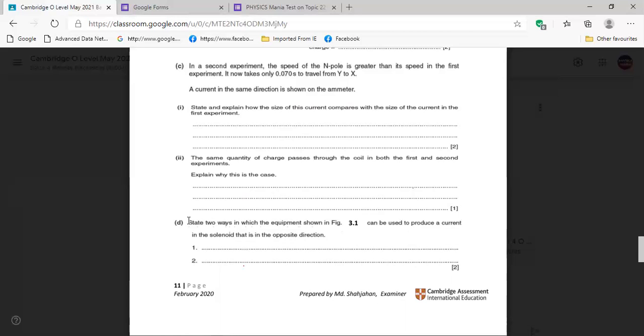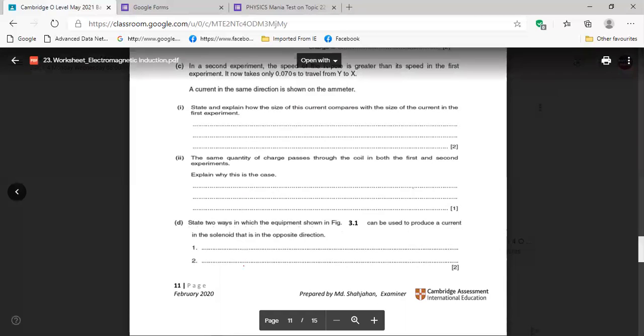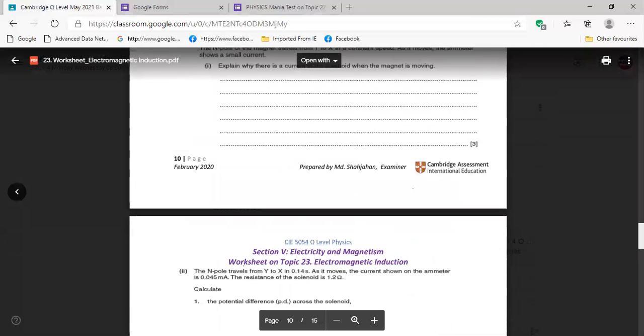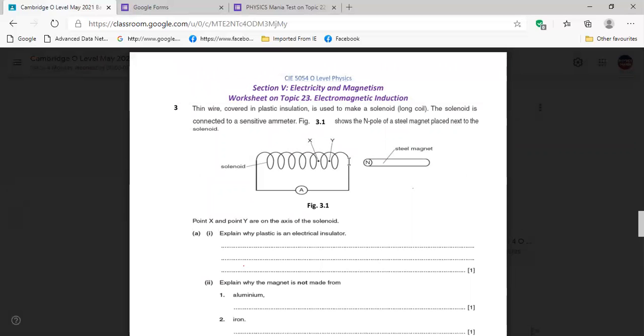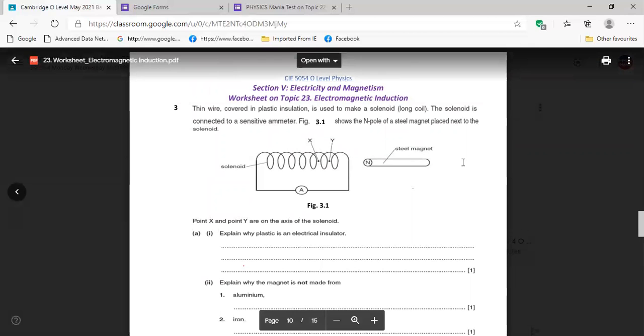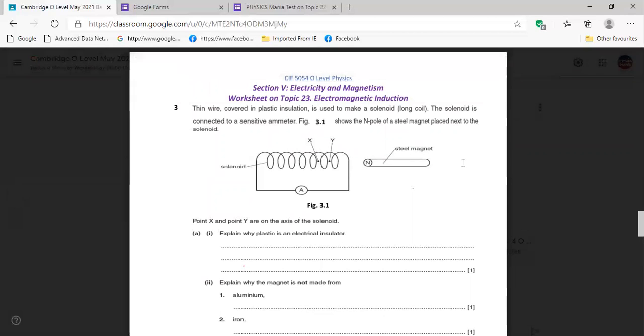So look here, this can be many, right? Like you are taking it towards, then you can take it away. This is one, okay? This is the first one. You can take away the steel magnet. Yes, sir. Means there are two possibilities.